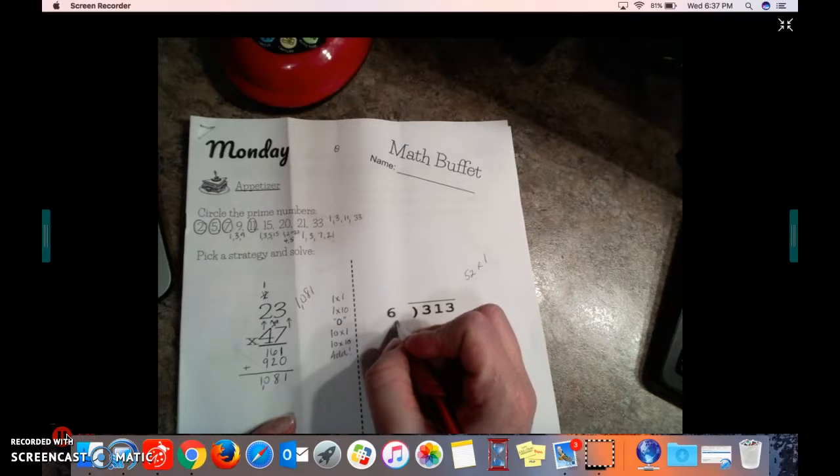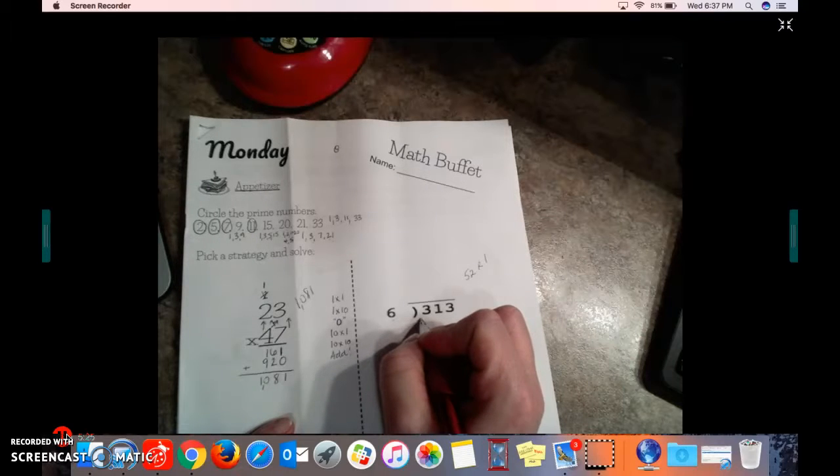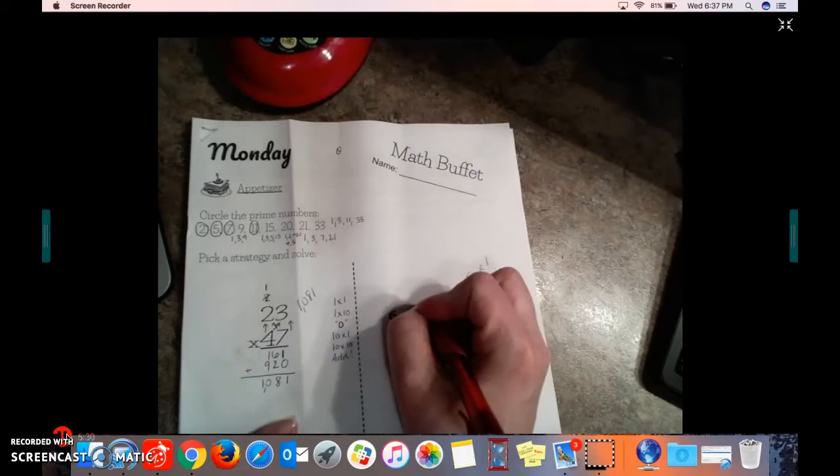All right, our final appetizer question, 313 divided by 6. First thing I have to decide, will 6 go into 3? No, 6 is bigger than 3, so it absolutely will not go into 3. So this is not going to work.